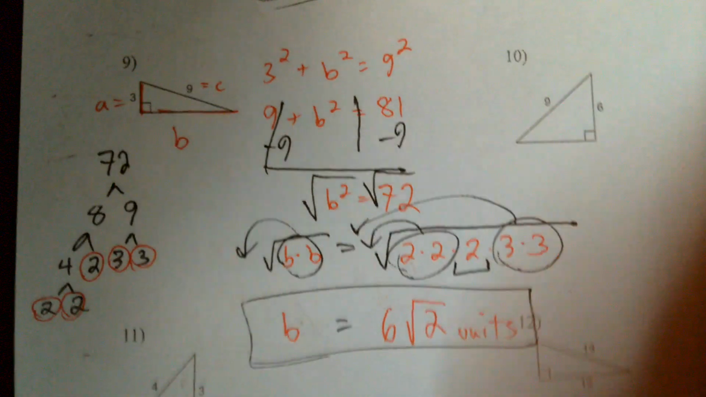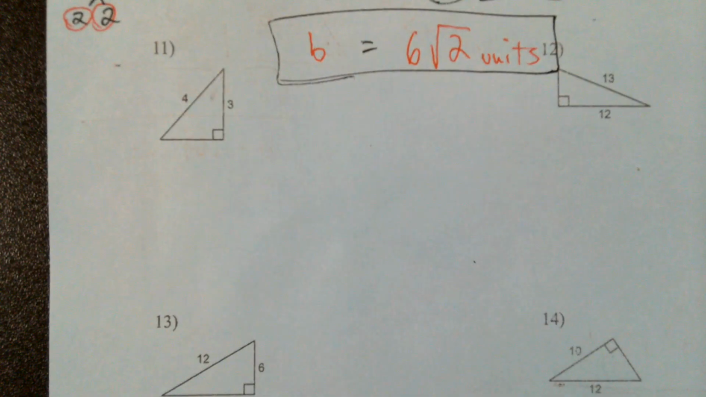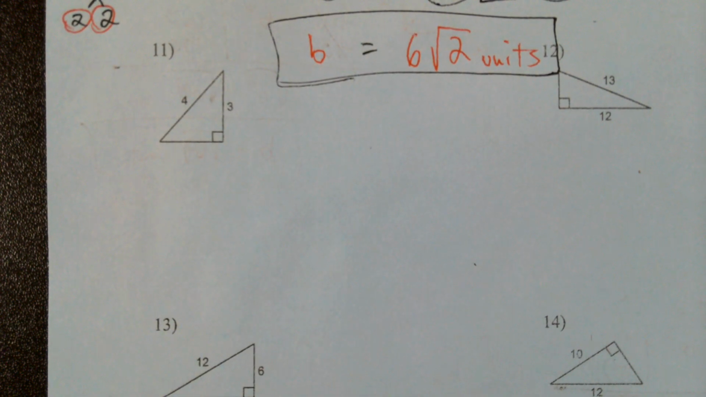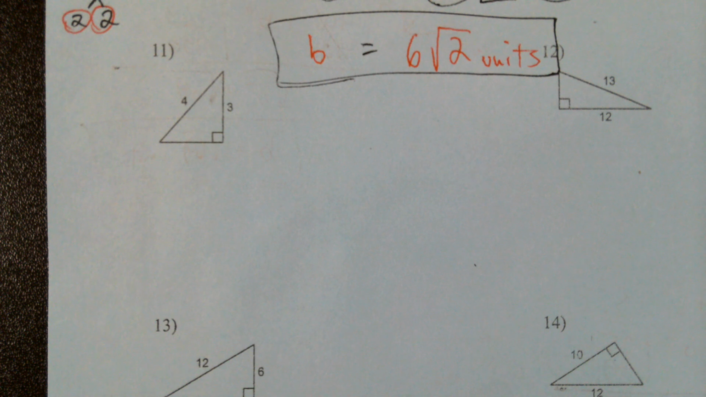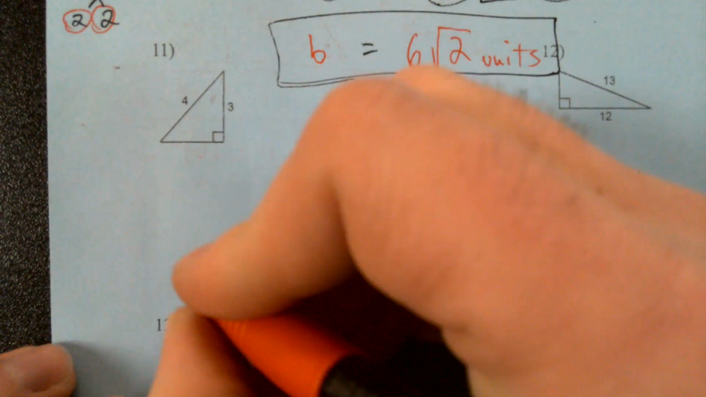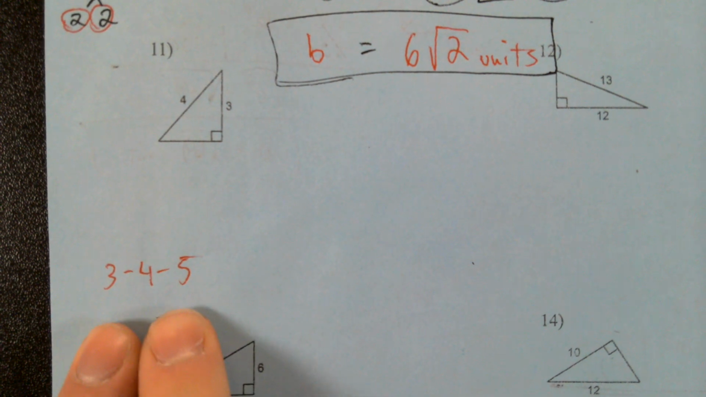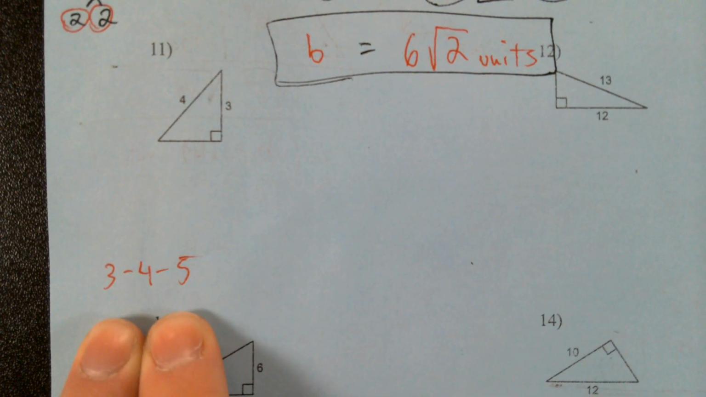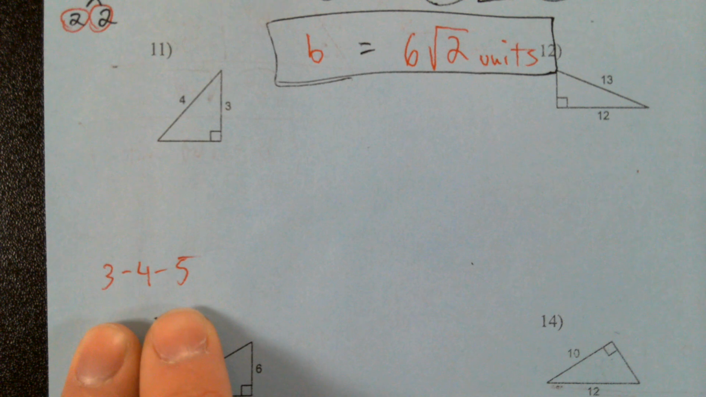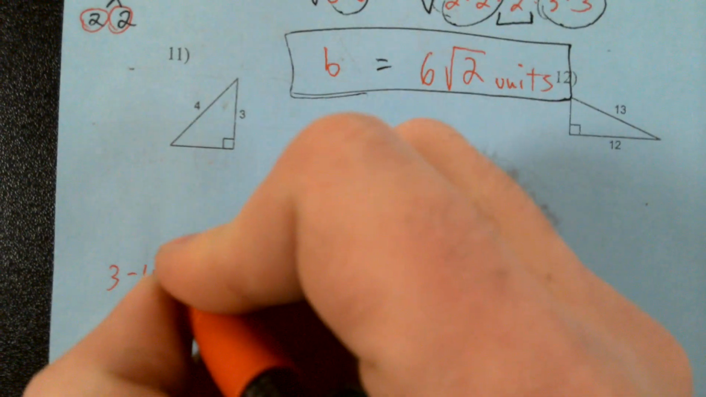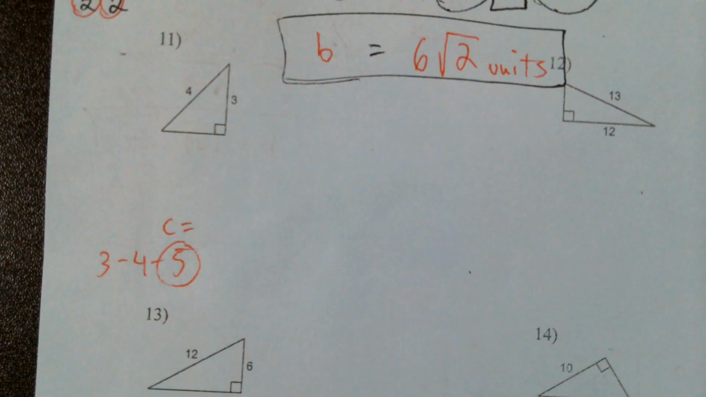Now, number 11, I want to talk about real quick because we've talked about 3, 4, 5 triangles a little bit. So I don't want you to look at this and go, oh, there's a 3, there's a 4, my missing side must be 5, right? Because with a 3, 4, 5 triangle, which of these side lengths has to be the hypotenuse? Well, the hypotenuse has to be the largest side, so 5 needs to be my hypotenuse in a 3, 4, 5 triangle, this special type of triangle that we see a lot of.